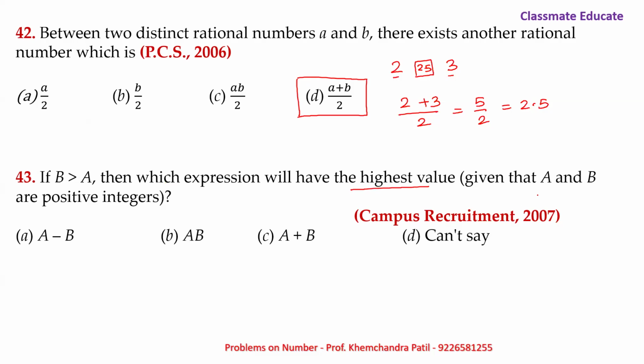Now, if A is greater than B, then which of the following expressions has the highest value? Given that A and B both are positive integers. This question was asked in campus recruitment: B is greater than A, then which of the following has the highest value? Both are positive integers.